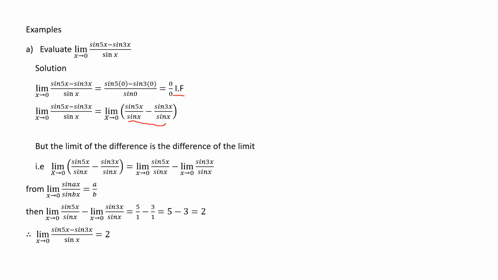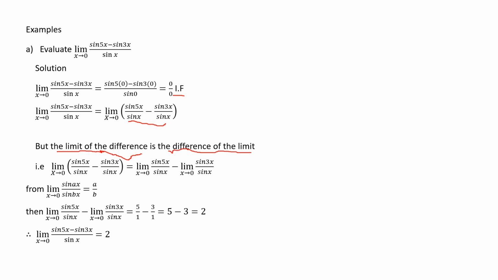But when you remember the properties of the limit, there is a property which says that the limit of the difference is the difference of the limits. The limit as x tends to a of sine 5x over sine x minus sine 3x over sine x is the same as the limit as x tends to 0 of sine 5x over sine x minus the limit as x tends to 0 of sine 3x over sine x.